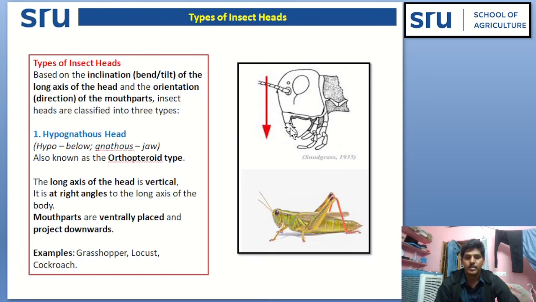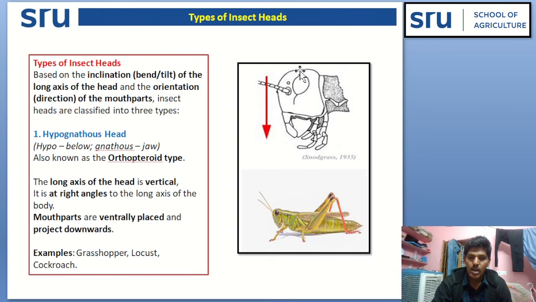Hypognathous head. Hypo means below, gnathous means jaw, meaning the mouth parts are directed downward. It is also known as Orthopterite type because this type of mouth parts are there in Orthoptera order insects like grasshopper, locust, cricket and mole cricket.